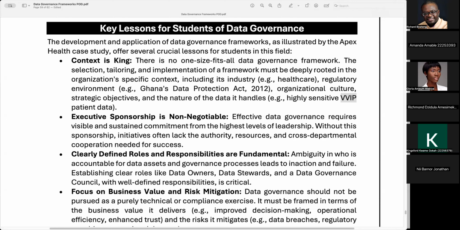It absolutely does. The third key lesson is that clearly defined roles and responsibilities are fundamental. We saw how ambiguity regarding who is ultimately accountable or responsible for specific data assets or governance processes leads directly to failure or gaps. The Apex Health case provided vivid examples, needing absolute clarity on who is the designated data owner for presidential medical records versus, say, parliamentary records. Who are the specific data stewards responsible for the daily quality checks and policy adherence within the VIP wing?